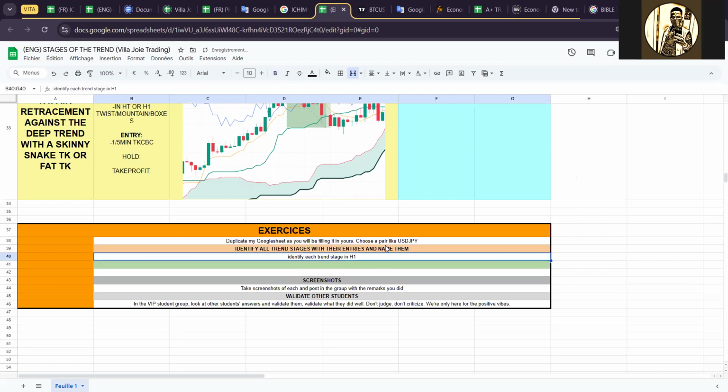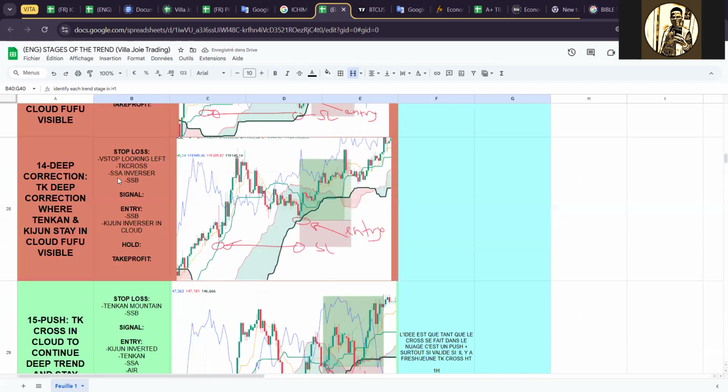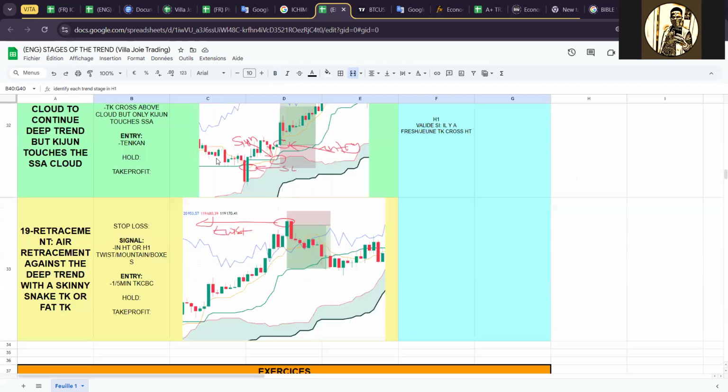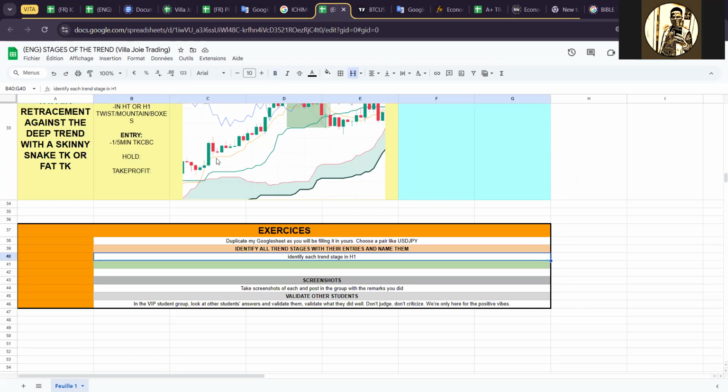Then do it all in 1 hour. Pick a pair, do it in 1 hour, and find all of these phases, and then take a screenshot, validate others, and respond to other students. No judgment, no critiques, only positive vibes, guys.